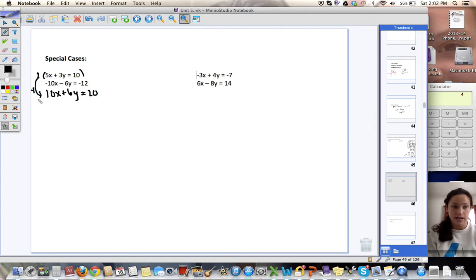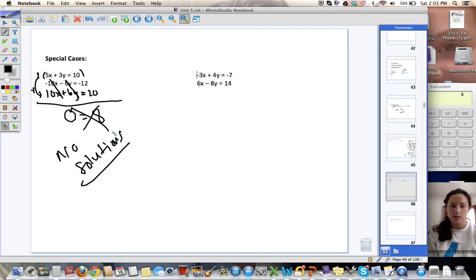So now I can add these. Negative 10x plus 10x, that's going to cancel. But if I look here, negative 6y plus 6y, that's also going to cancel, which means I eliminated both of my variables, leaving me with just 0 on this side. Negative 12 plus 20 is an 8. We know that 0 does not equal 8, so this would be no solutions.